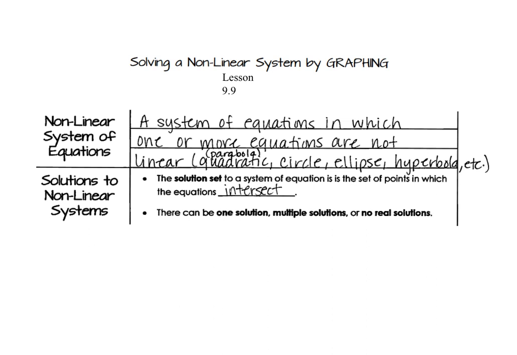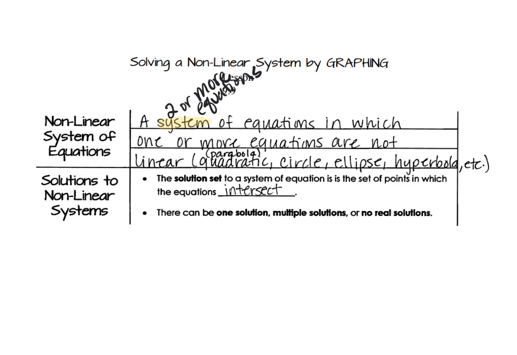Okay, so what is a nonlinear system of equations? As it says here, and you'll need to write this down in your notes, it's a system of equations in which one or more of the equations are not linear. In a system, you have 2 or more equations. We are going to be dealing just with systems of 2 equations. And it says 1 or more is not linear.